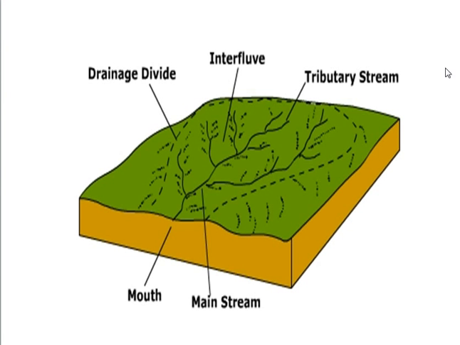Here's another example, kind of showing the mouth of this stream. You've got elevation or gradient causing the downward flow. The drainage divide, again, is this elevation difference between one side and the other. Tributaries are the small little channels that flow into a larger area, and the interfluve is the ground area between streams.